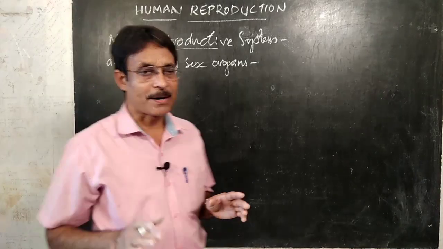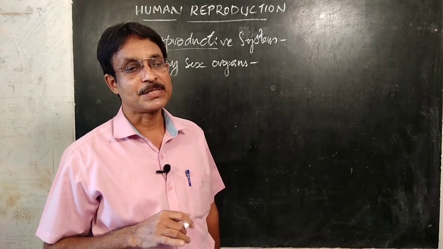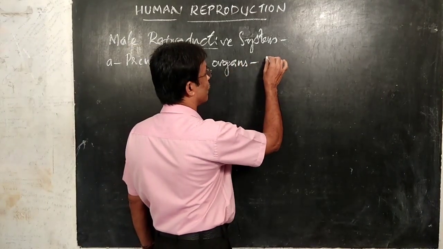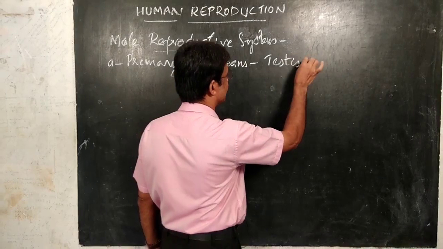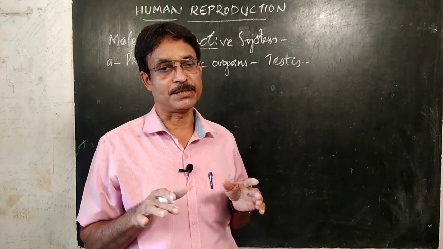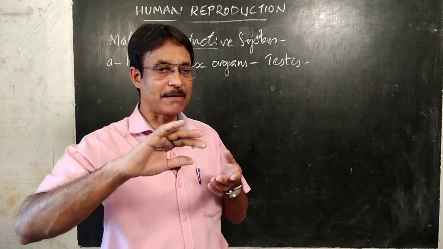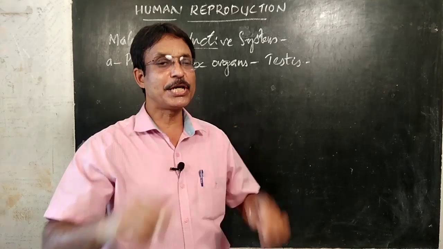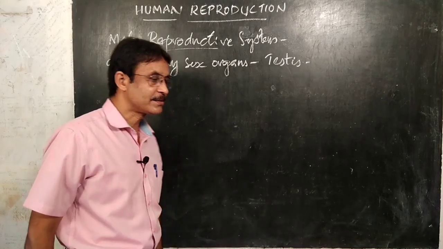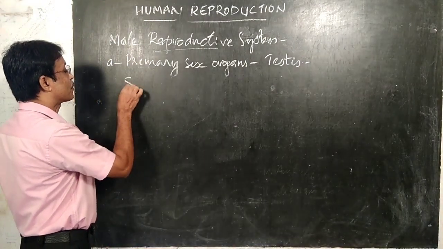Primary sex organs are the organs which produce sex cells or gametes and also the sex hormones. Thus, the primary sex organs in human beings are one pair of testes, two testes. Testes are developed inside the abdominal cavity, but before the birth, they come out from the abdominal cavity and are placed in a skin pouch present outside the abdominal cavity, in the pelvic region, and that skin pouch in which testes are situated is called the scrotum.